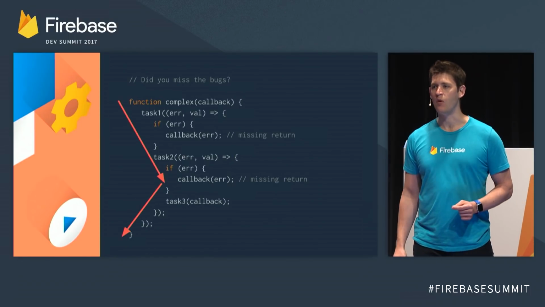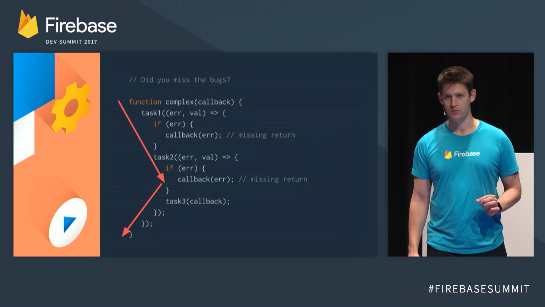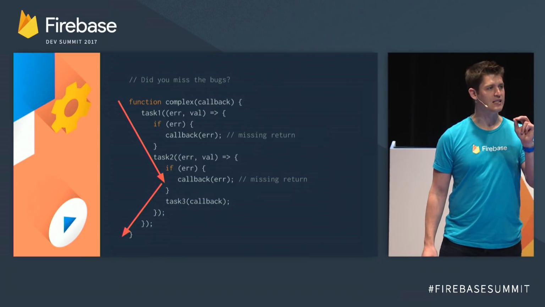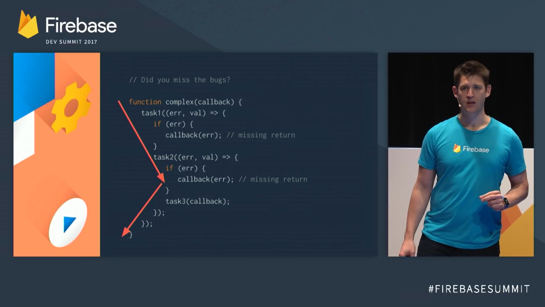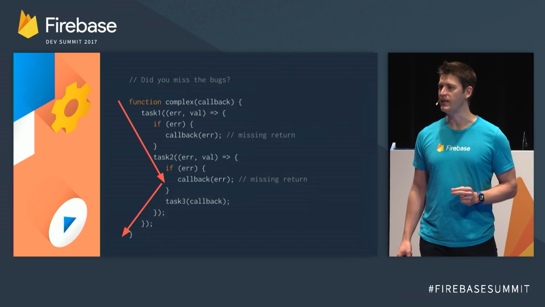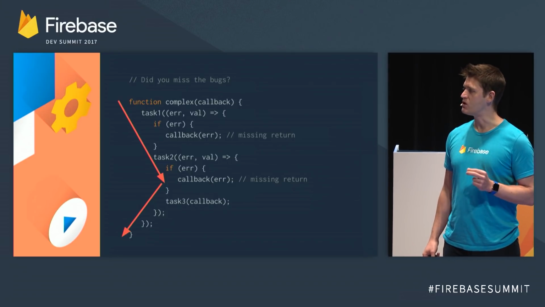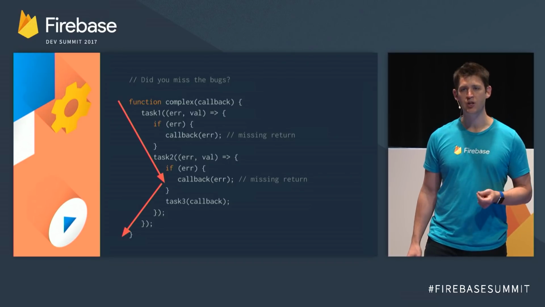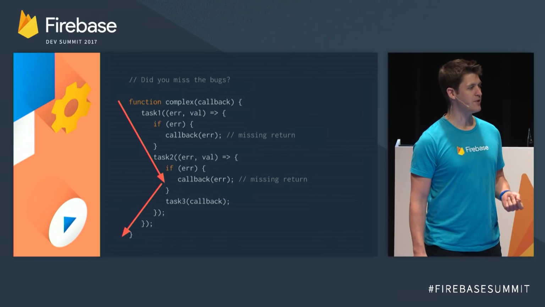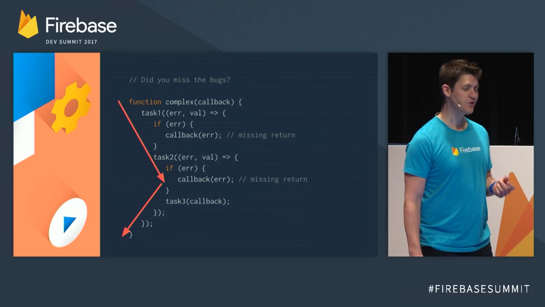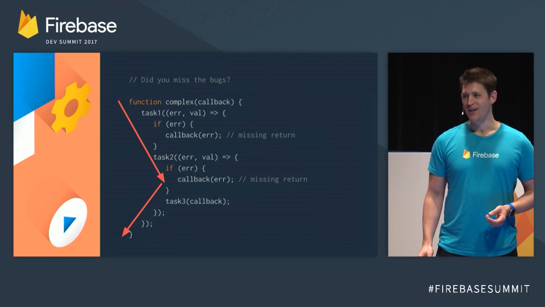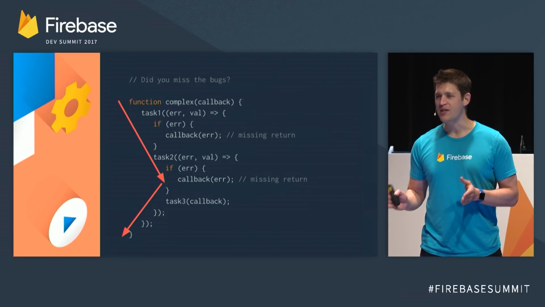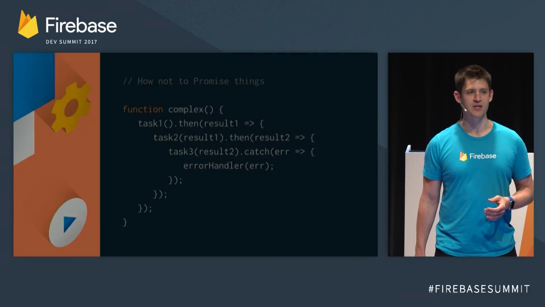Bugs love to hide in what we call the pyramid of doom. It's when your code keeps on nesting deeper and deeper as it progresses. This is a very, very common place to have mistakes in your code, which is why at Firebase we've been really pushing developers to adopt promises in their code. But there's just one problem. Your developers are so used to having the pyramid of doom that you've been reinventing it in promises.